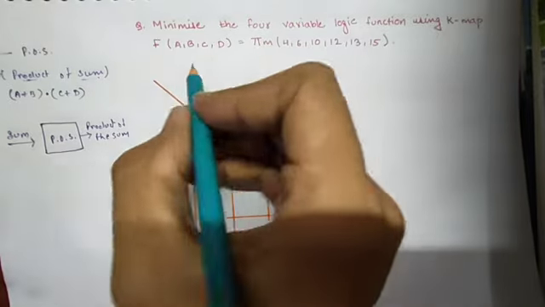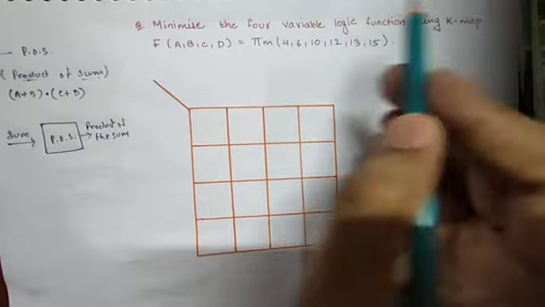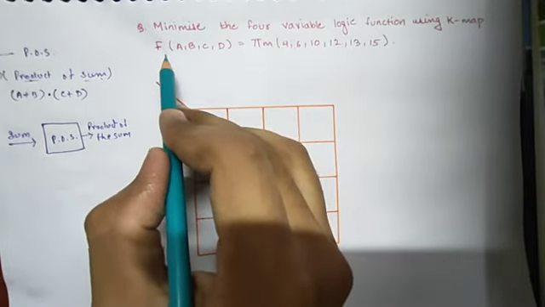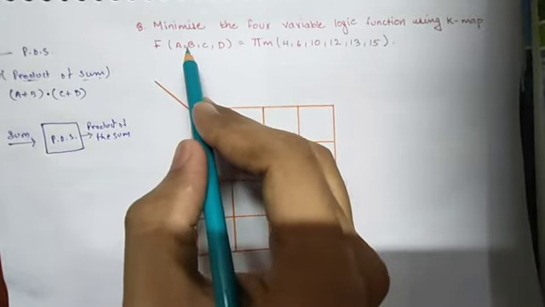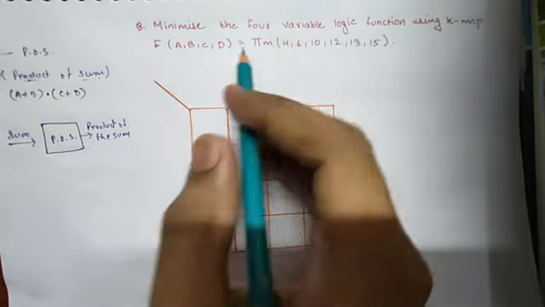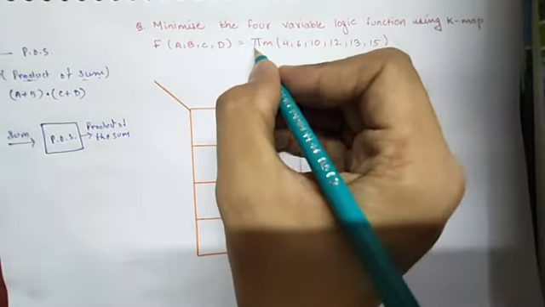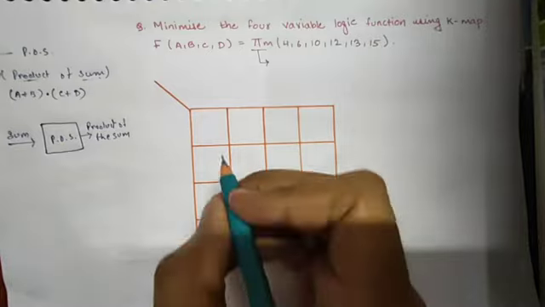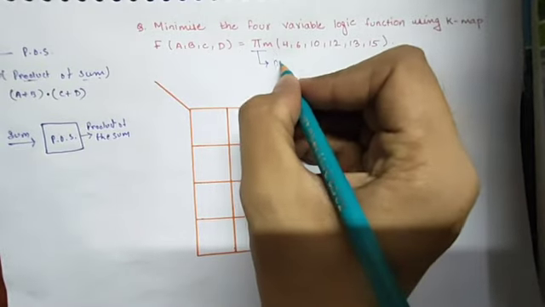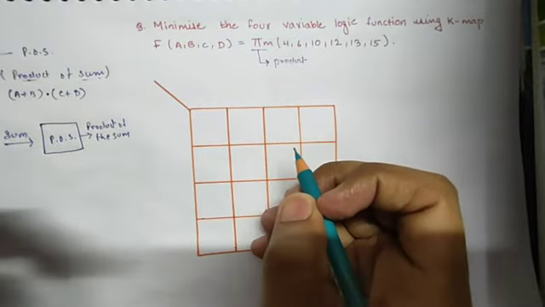Here it says to minimize the 4 variable logic function using K-map, and the function is given. The function contains 4 different variables, that is A, B, C and D, and the function is given as pi. First, recall what I already explained before, that pi means product, and you can approach the question in this way.